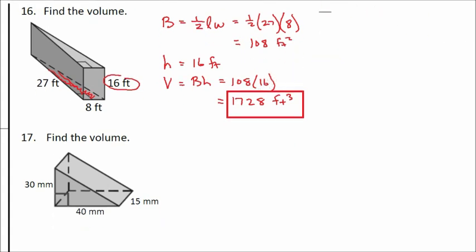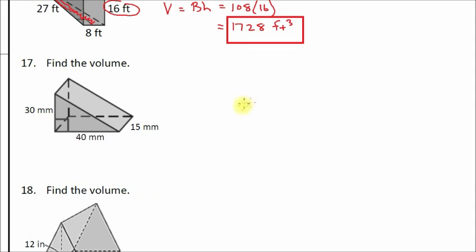Okay, hopefully you've tried number 17 and 18. Number 17, you're going to end up with a volume of 9,000 millimeters cubed. One of your triangular bases should be 600 millimeters squared, and your height would be 15 millimeters.